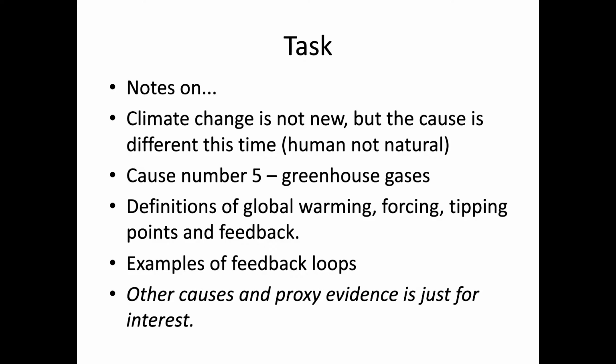You only need to know for this exam board cause number 5, which is greenhouse gases. You can skip the others if you would like to. But you do need good notes on greenhouse gases because it's the one cause that you have to know. You need some definitions, and you need some examples of feedback loops. Now, we've talked about feedback loops a lot in physical geography, and we will have a little revision opportunity at that point, but you need to have a couple of examples of feedback loops in climate change, okay?